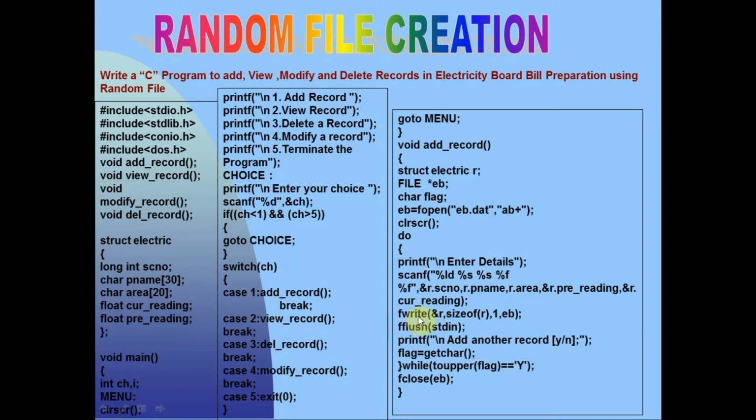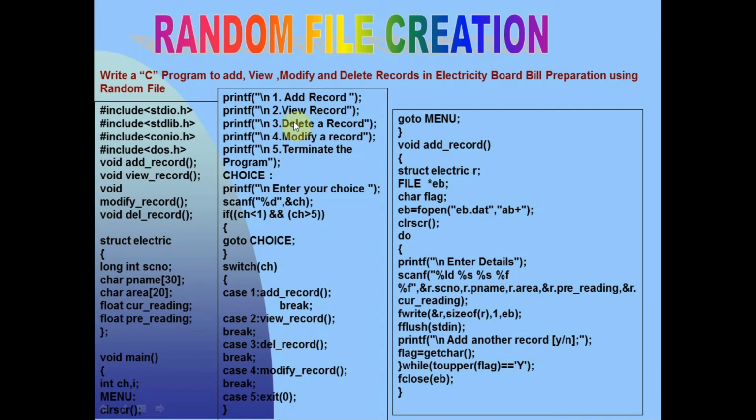Then we are writing the data, that is, ampersand R is the address of the structure. Then we are taking the size of R, so the total size of the structure, comma, and at a time we are writing one data item to EB, that is, the file object. Then fflush of stdin removes the unwanted characters. To add another record, if you enter Y it continues again, otherwise it exits.